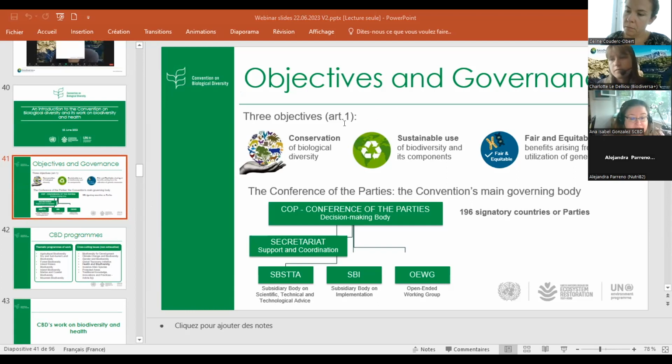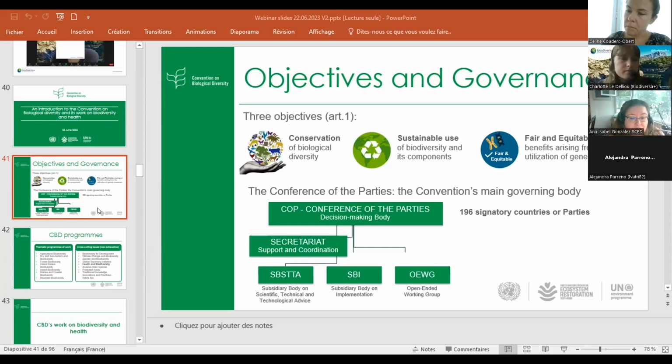We also have subsidiary bodies. Those are permanent bodies usually established by the governing body of an international agreement, and they assist with the negotiations decided by COP. The COP can also establish other ad hoc bodies, such as working groups, expert groups, or committees, if the parties decide it is necessary. Also, the COP decides how often this body will meet. In general, much of the work of the subsidiary bodies takes place during intersessional periods and is considered at the following COP.